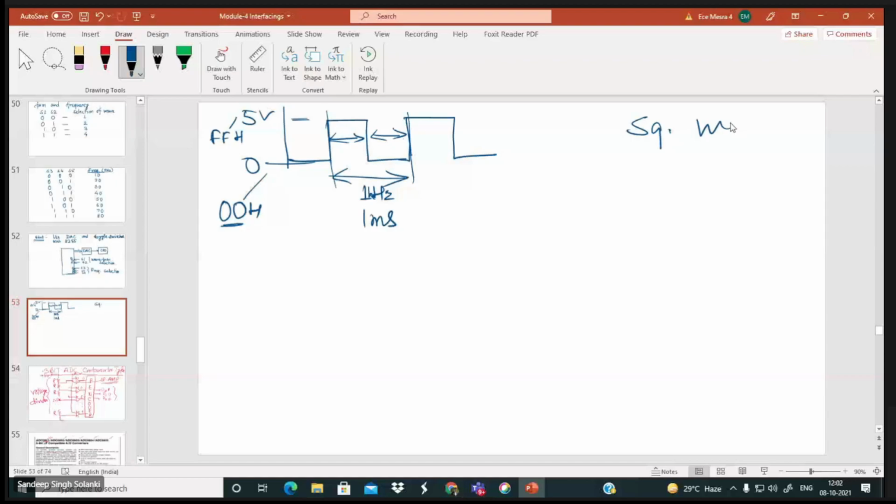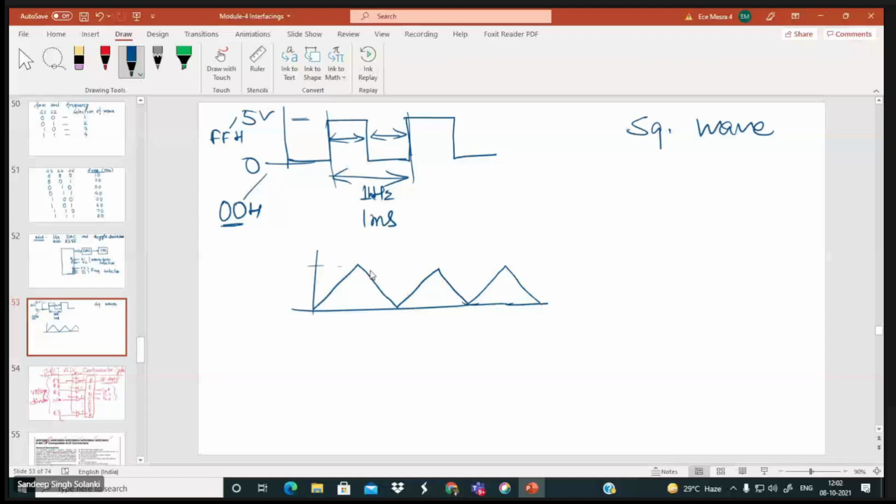Yes, sir. Now talking about the next wave, the triangular wave. Okay. So what is triangular wave? This is the triangular wave. Okay. Correct. Here again 0 volt, 5 volt.